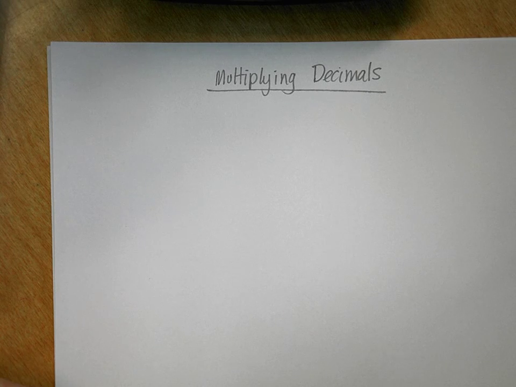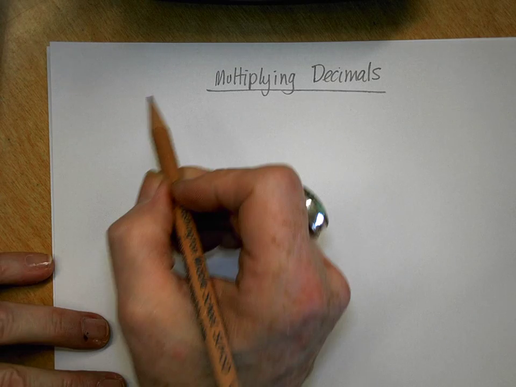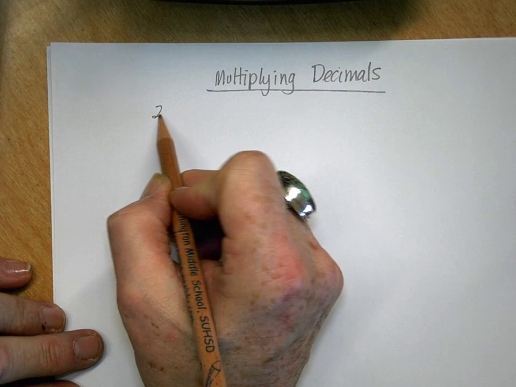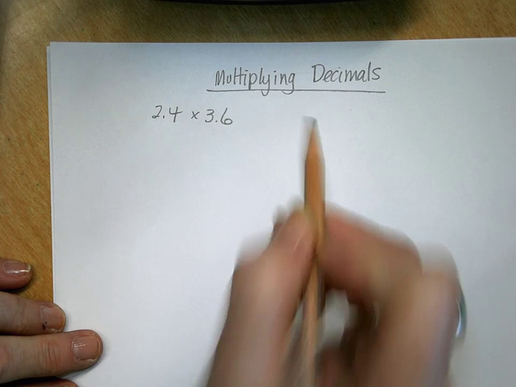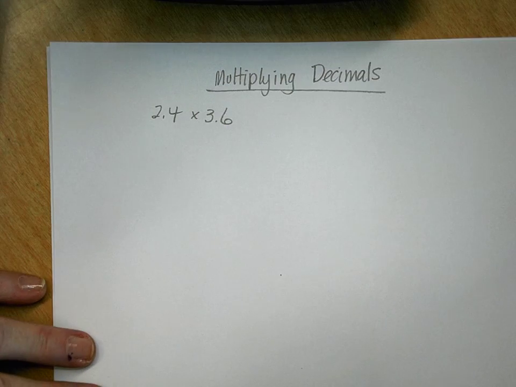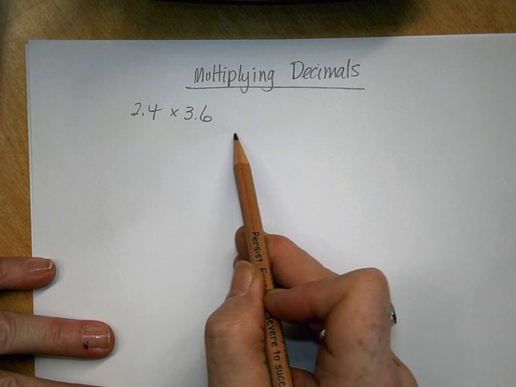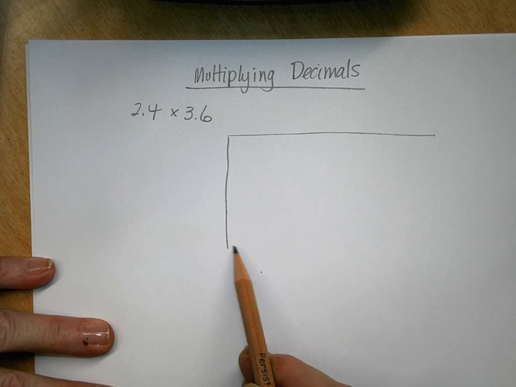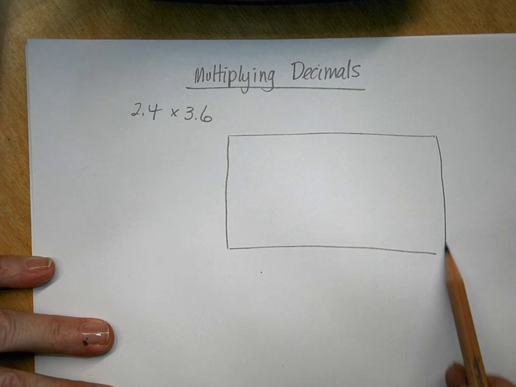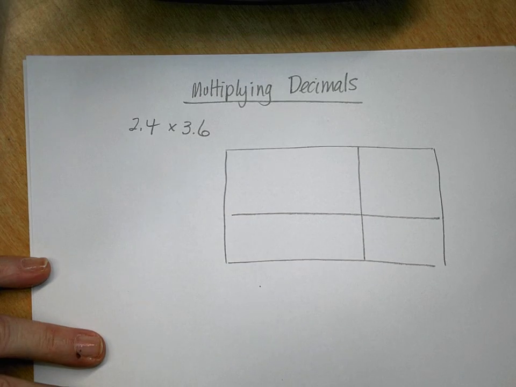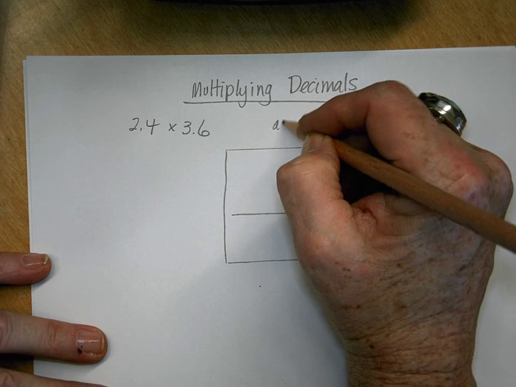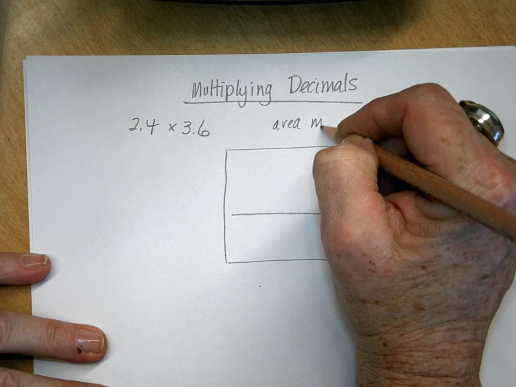This is a video about multiplying decimal numbers. So, for example, I might start with 2.4 times 3.6. I can model this using a generic rectangle, which is a rectangle with a cross in it. I use this model so I can use the area method of multiplication.